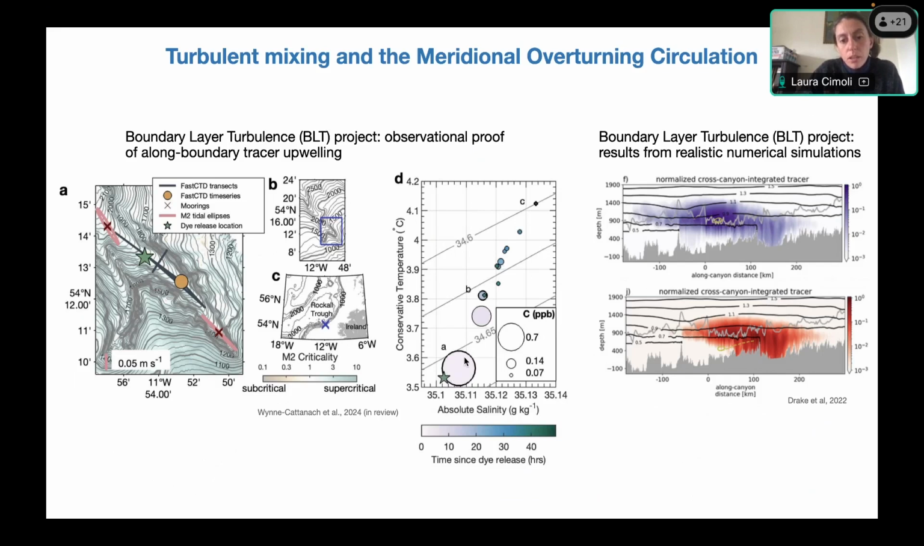But the main thing is that as time increases, the center of mass moves diagonally, towards lighter density levels. So indeed, this shows that there is a net along-boundary upwelling, which was also confirmed by realistic numerical simulations in that area. They showed that if you injected the dye very close to the bottom, the center of mass would in the net upwell, and vice versa. If the dye was injected higher up, we would experience a net downwelling.